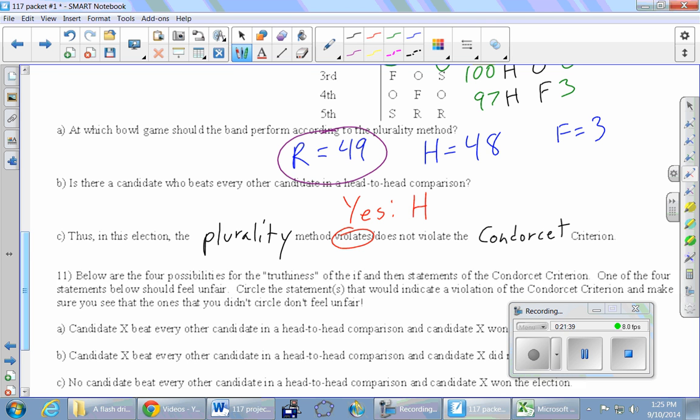Okay, 11 is quite like a problem that we just answered up above, so we don't need to read the whole directions, but there are 4 sentences there. One of them should feel unfair. The other 3 should be okay. Circle the one that's unfair and discuss with your neighbors.